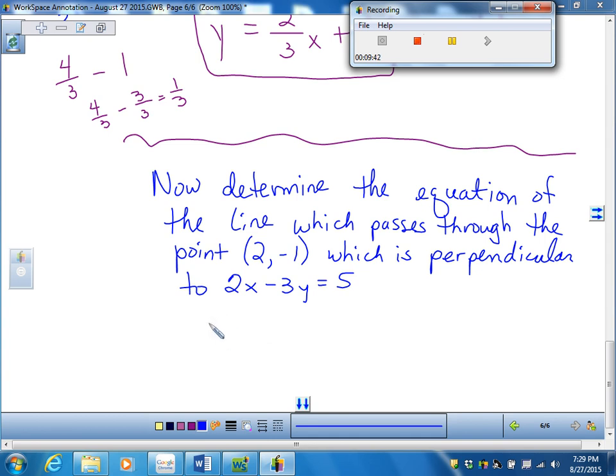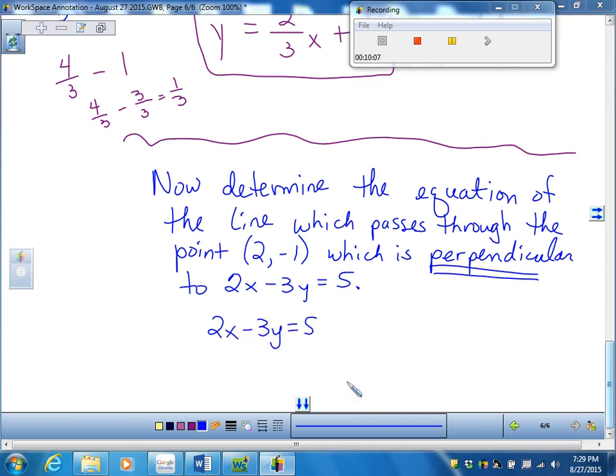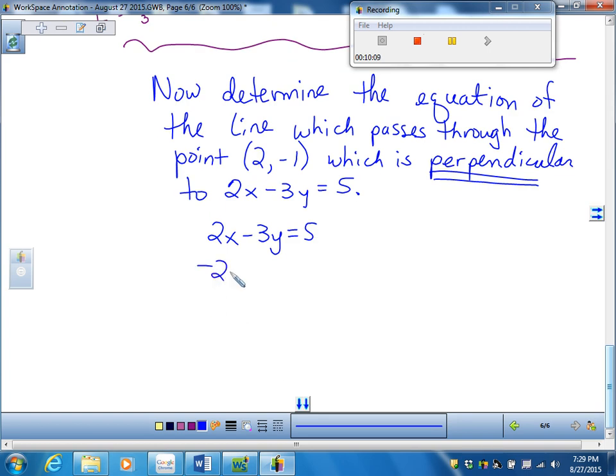Okay, now we want to determine the equation of the line which passes through the point 2, -1, and that is perpendicular to 2x minus 3y equals 5. So just like before, we would have to solve this for y to be able to figure out what our slope is. So very quickly, we're going to do that. We're going to get the same answer as before because it's the same slope. So I subtract 2x from both sides, and then I divide by negative 3.